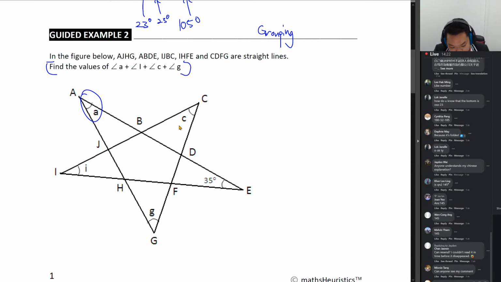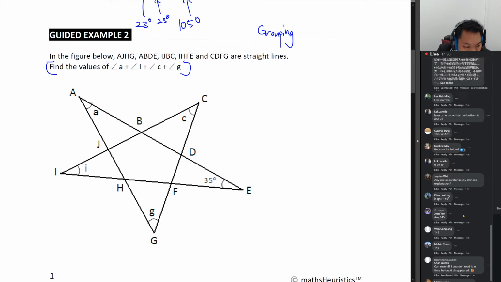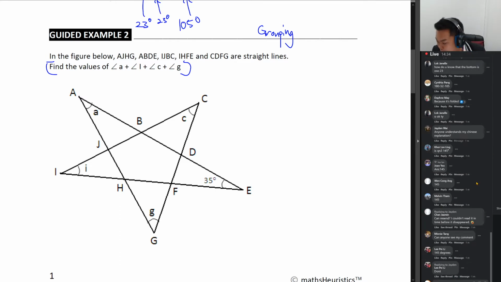Okay, so a lot of you got this. Yeah, Minnie, I can see your comment. If your comment is appearing in your handphone, that means you are in the main group.